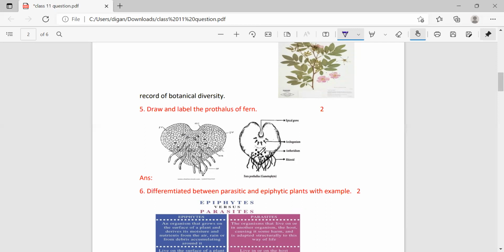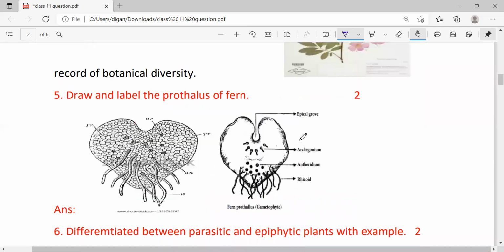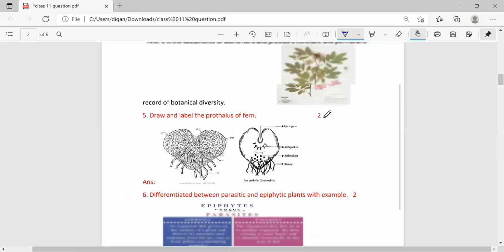The prothallus is a heart-shaped structure. In the upper portion, the archegonia are present, and in the lower portion, the antheridia are present. Then below, the root-like structures are called rhizoids, which work as roots, and this portion is called the apical groove. So this is the diagram of the prothallus of fern.